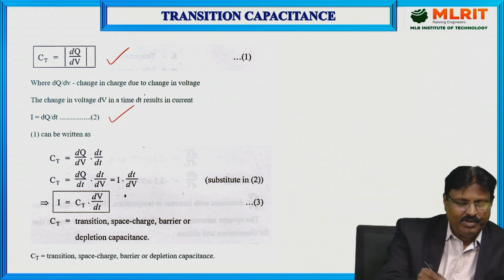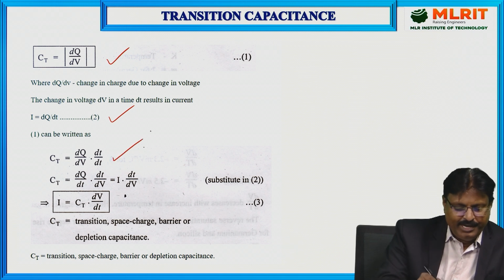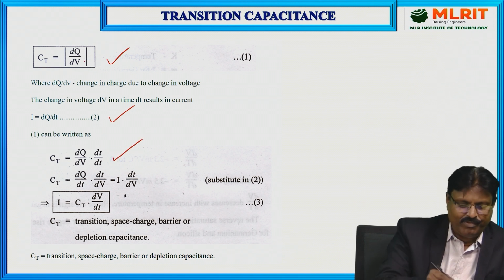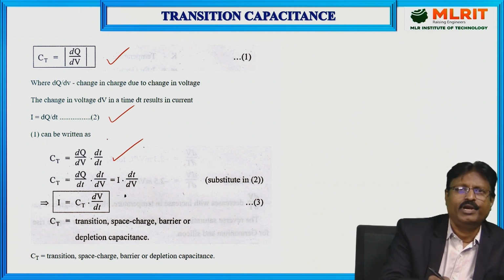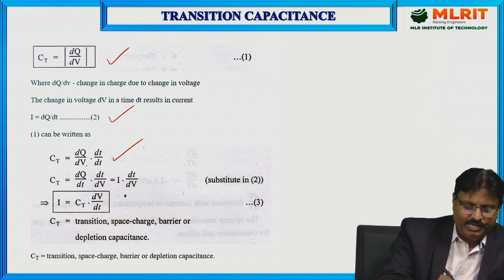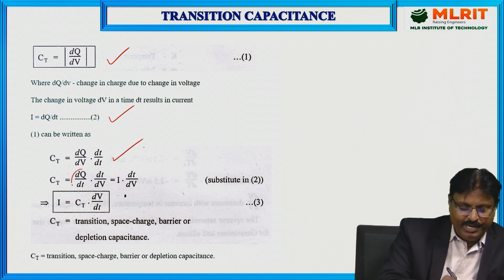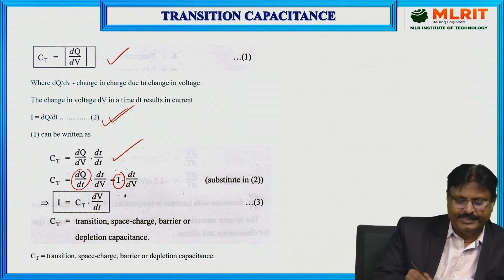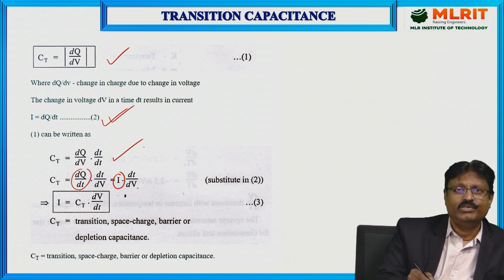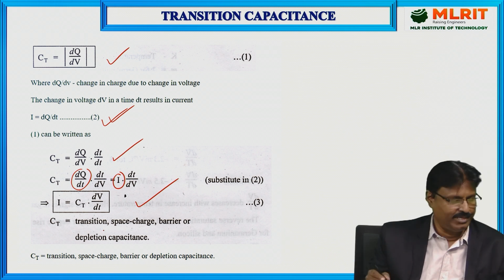In equation 2, I can be written as dq by dt. Here CT I am writing as dq by dV from equation 1, into dt by dt. Both will cancel and give 1, since numerator dt and denominator dt are the same. Rearranging, dq by dt into dt by dv. dq by dt is nothing but the current I. So finally the current equation is I is equal to Ct into dv by dt, where Ct is the transition capacitance.